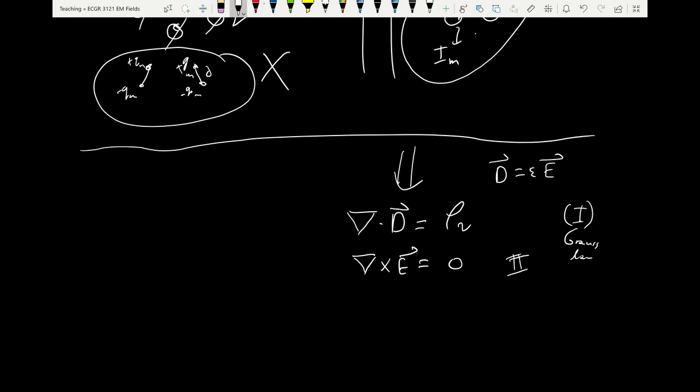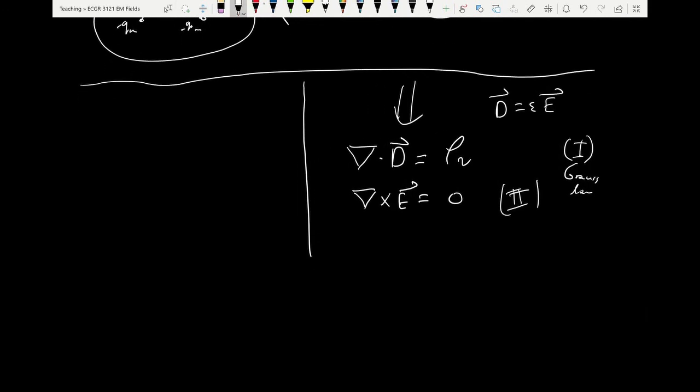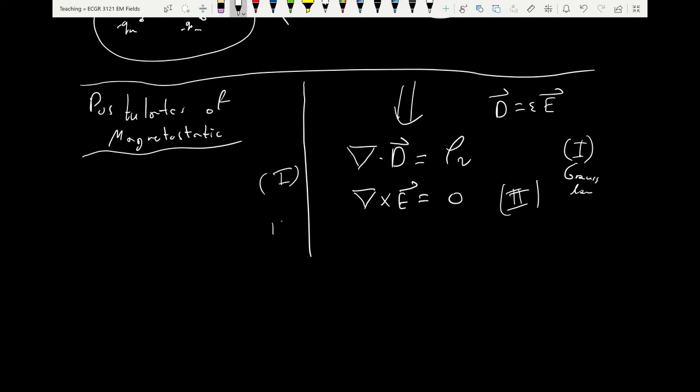Postulate 1 is called Gauss's law. Postulate 2, I don't think it has a name. Now the postulates of magnetostatics, in a similar manner, we can write from all the results we got. We can write postulates of magnetostatics, and we want to specify them again as a divergence and a curl.